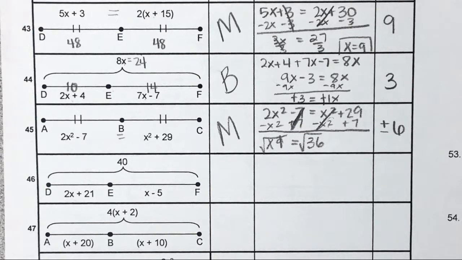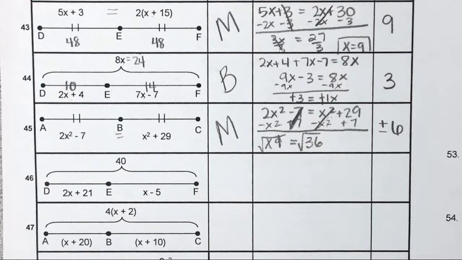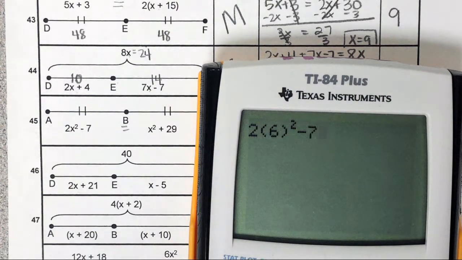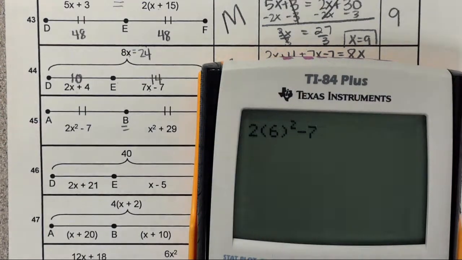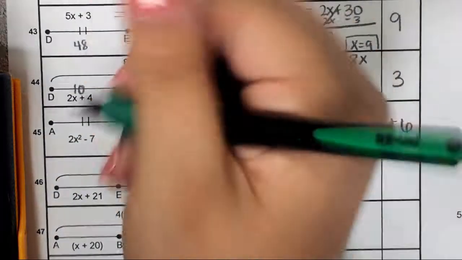I'd probably count a point off, because if I plug in negative 6, it's still going to work. Okay? And we can plug in 6 here. 2, 6 squared. Thank you, Leslie. Okay. Thank you. And that gives me 65.